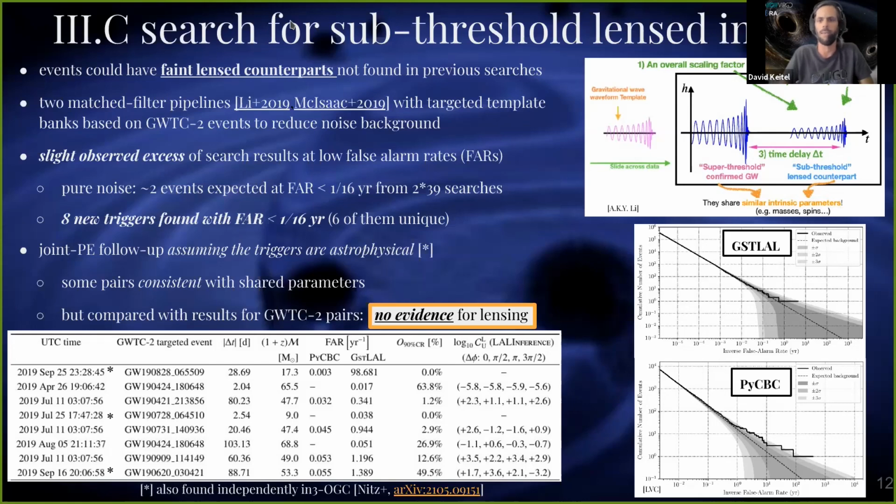And again, the posteriors were not similar enough to overcome all these prior and selection effects, and these are not promising evidence for lensing, but it turned out later by different searches that several of them probably are just new unrelated astrophysical mergers from the background distribution.